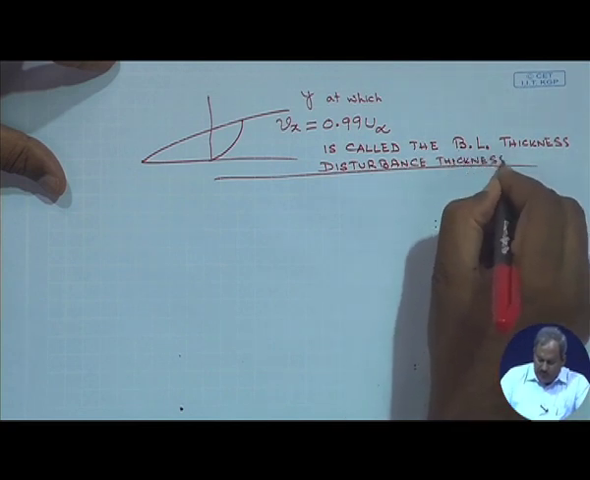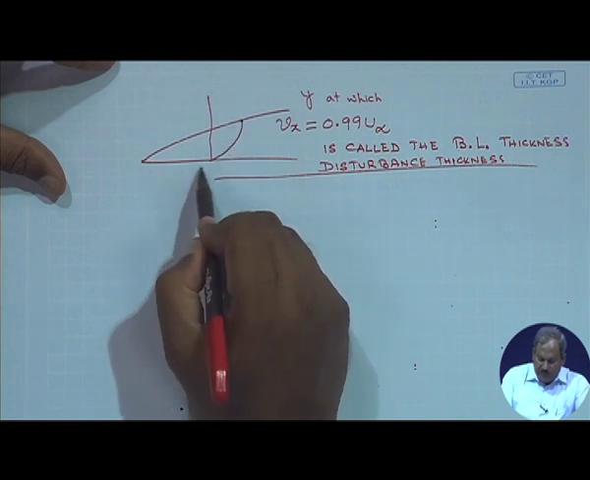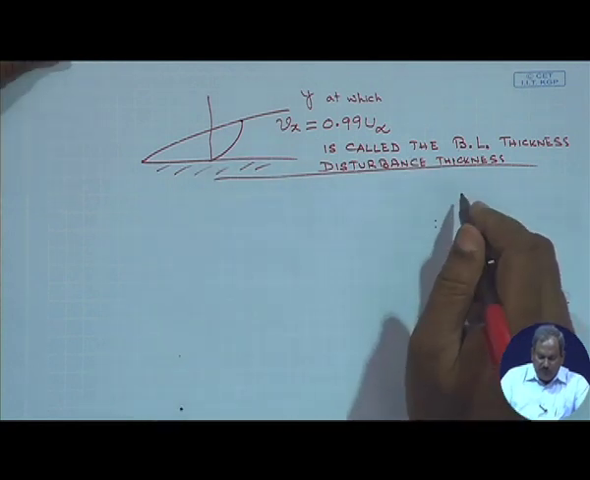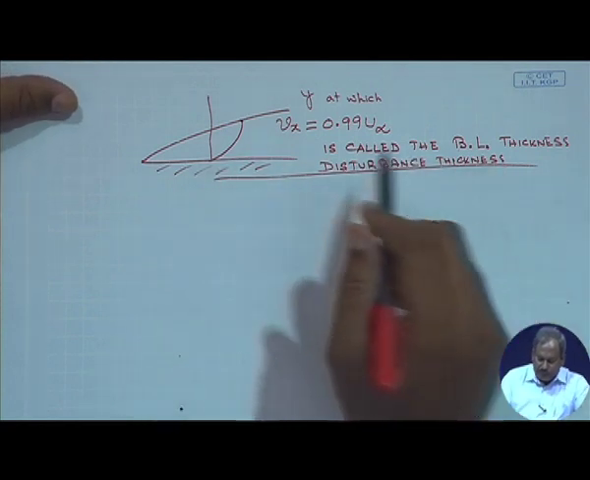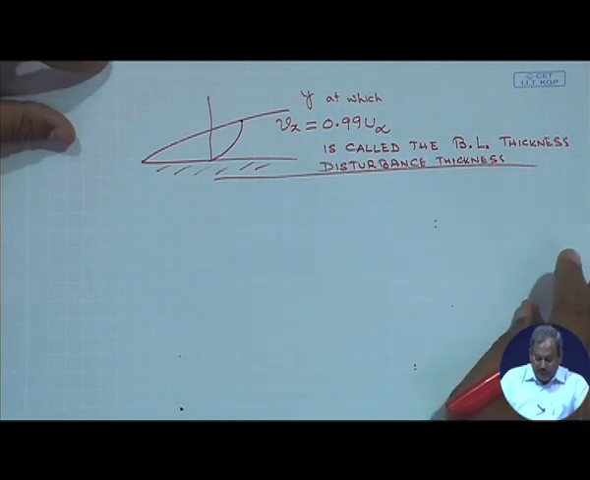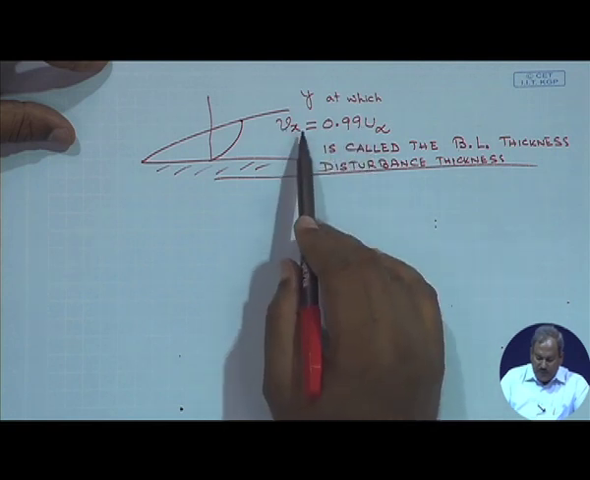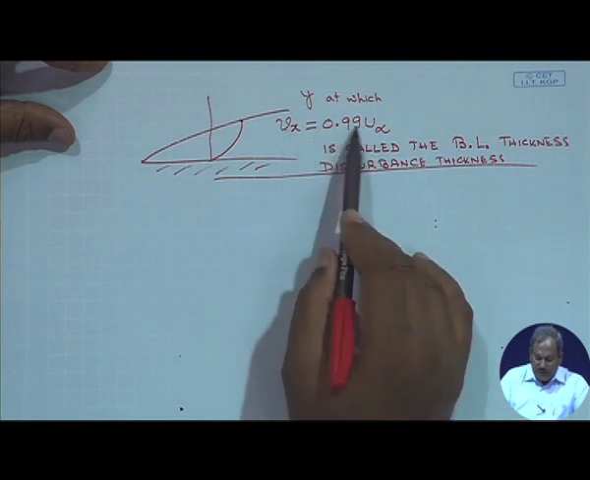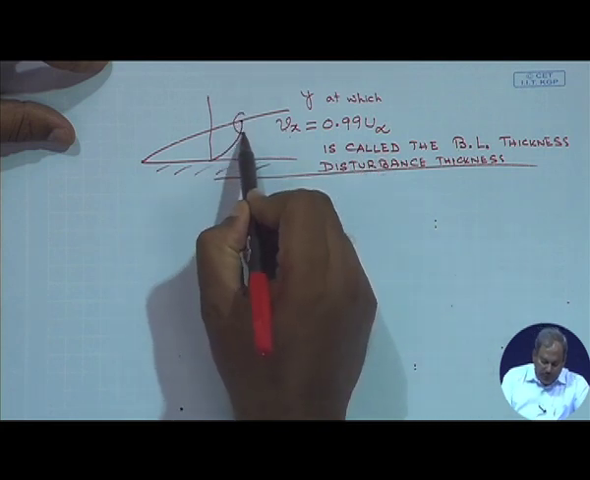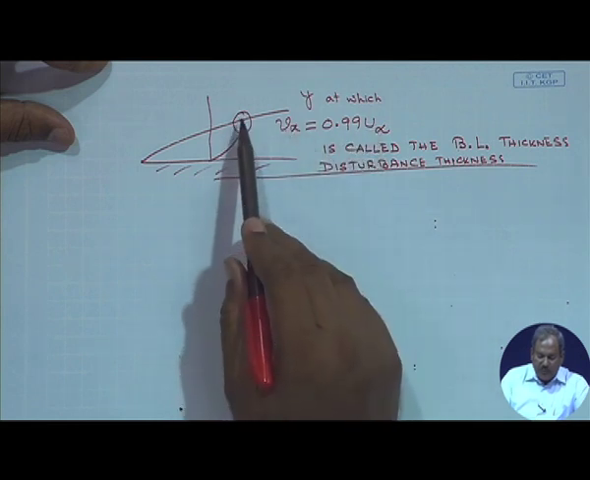Because this is the extent to which the liquid fills the presence of the solid plate below it. So it's also commonly known as the disturbance thickness. But even then, it's not a foolproof method. The location where the velocity is 99% of the free stream velocity is also prone to error because of the nature of variation of Vx with y.